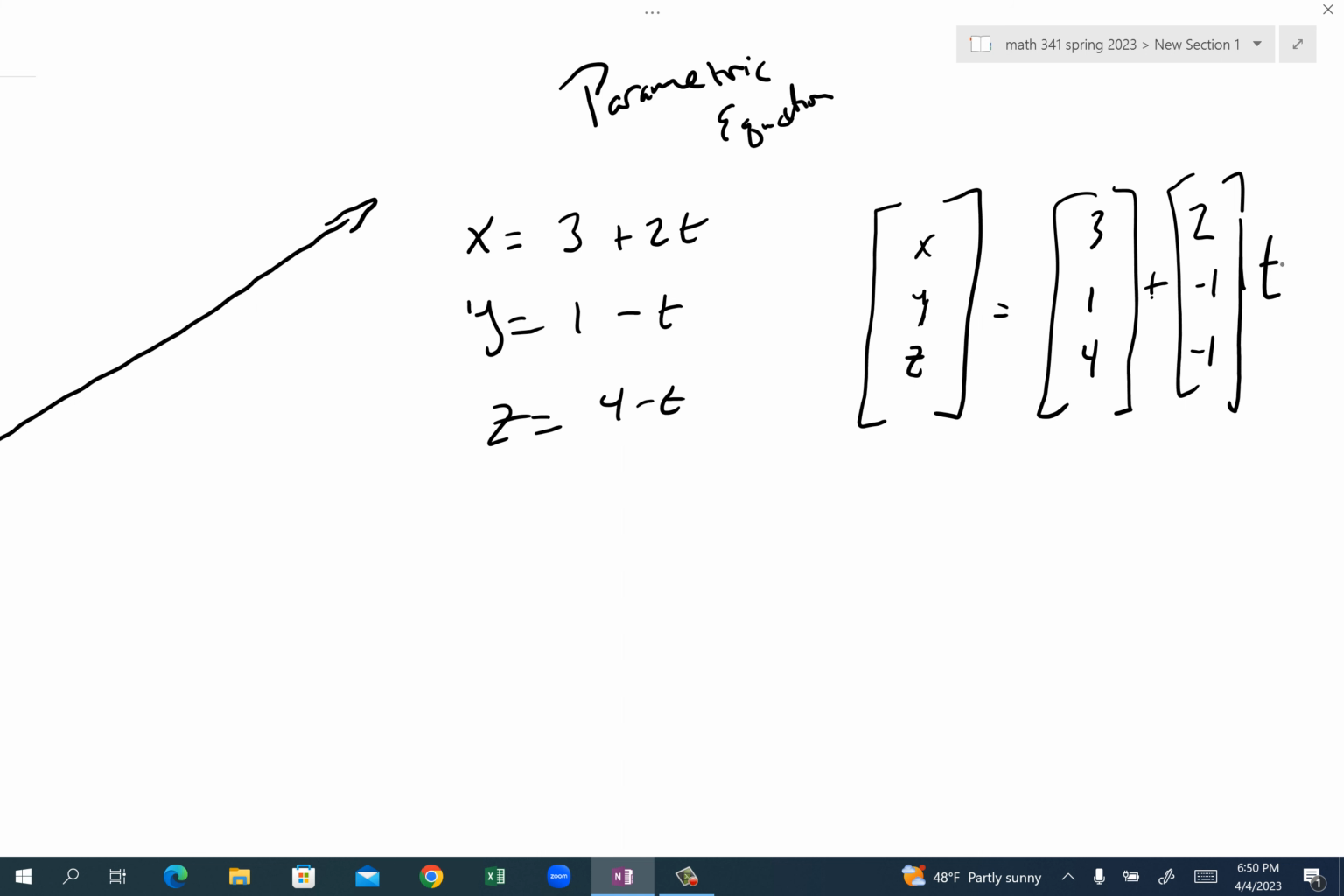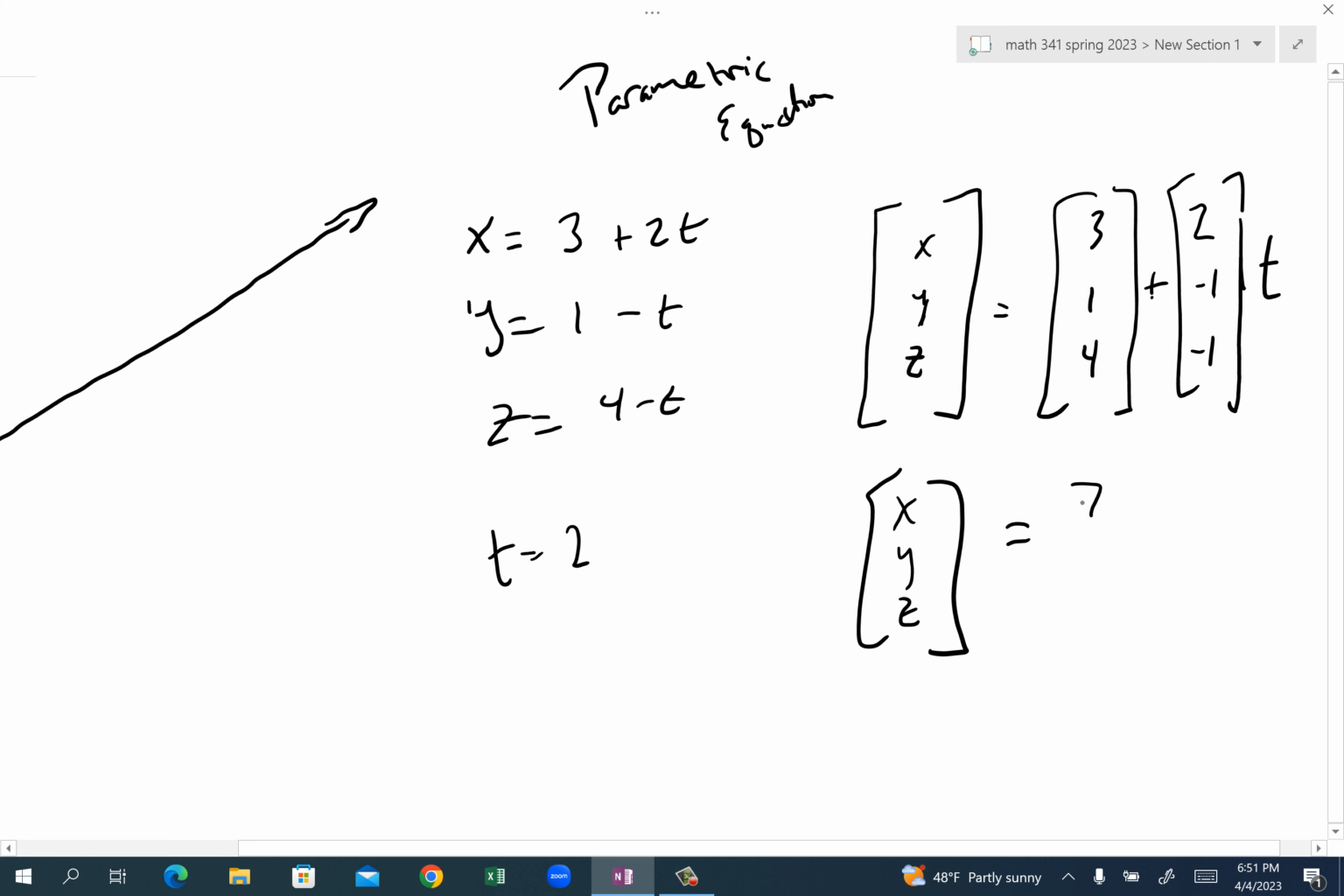And so what we're saying here is this. You pick a t value. All right, I pick t equals 2. Sweet. For t equals 2, then my x, y, z becomes x equals 7, my y would be -1, and my z would be 2. Right? Piece of cake. And of course, you can put 3, 4, 5 in.